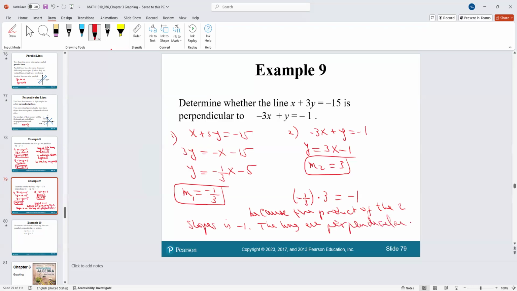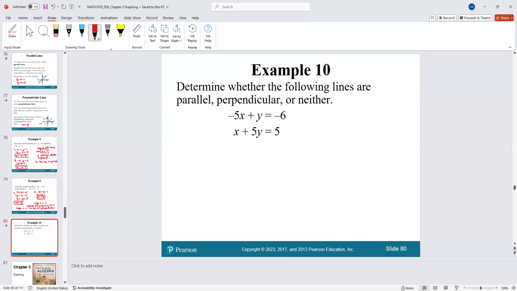Voila. We're going to do one more exercise at this point just to make sure we have enough fun with these sections. It's to determine whether the following lines are parallel or perpendicular. So we have two lines. The first thing to do is really to solve for each of them. The first one, we're going to have y equals 5x minus 6. So the slope is 5.